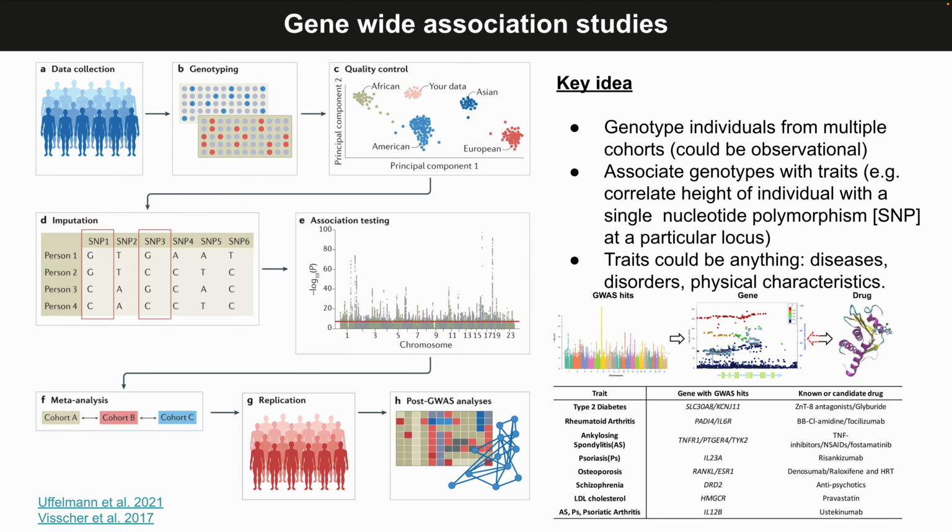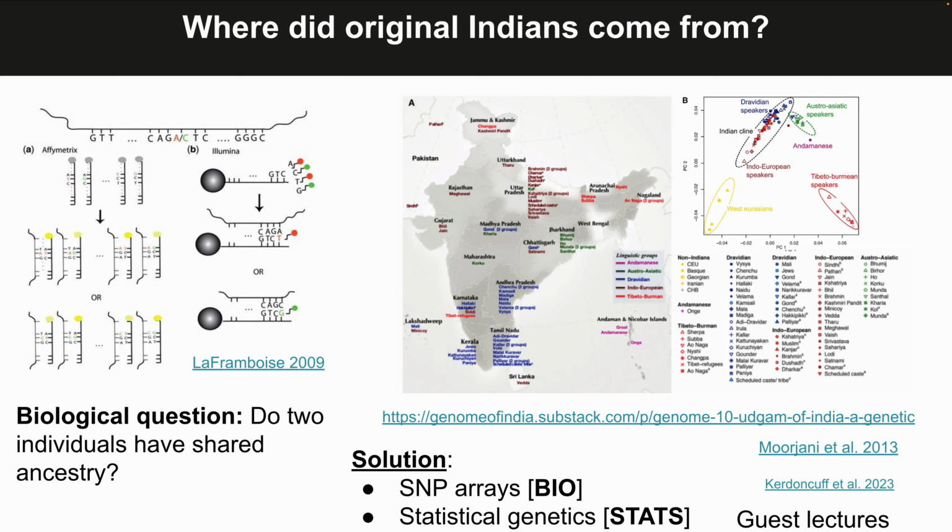These lectures will be guest lectures because I'm not an expert in this area. We will have a couple of people come and talk about how you measure why Indians, for example, have a higher predisposition to type 2 diabetes. How do you actually characterize that from a pool of population? We can also use the same data and similar methods to understand where did we come from.